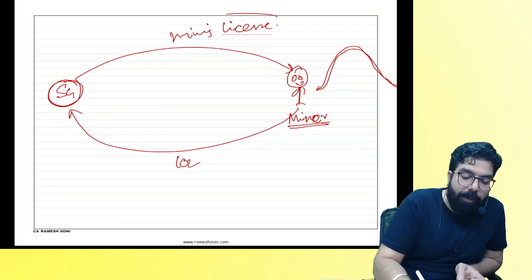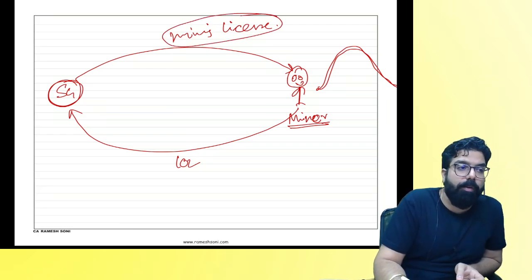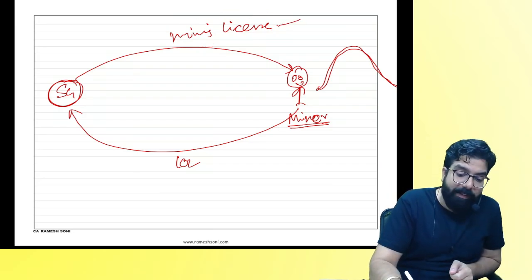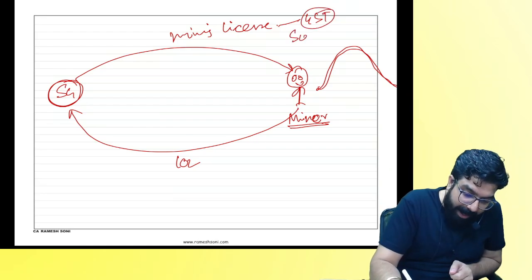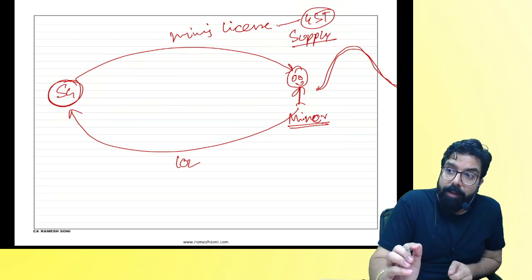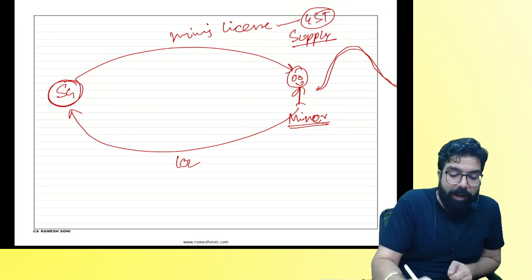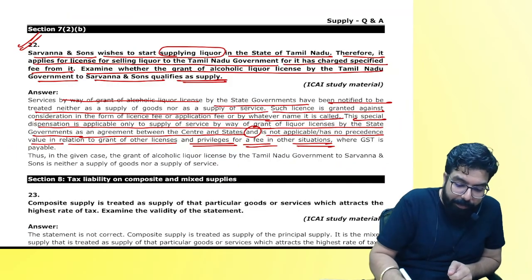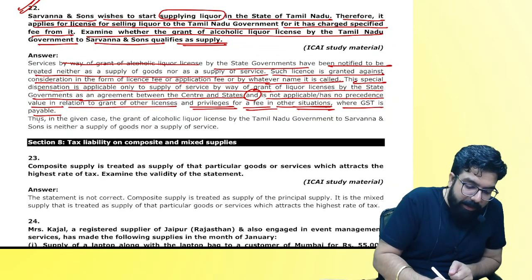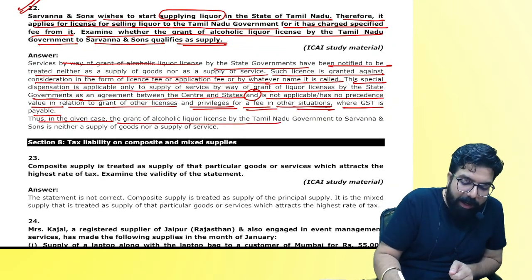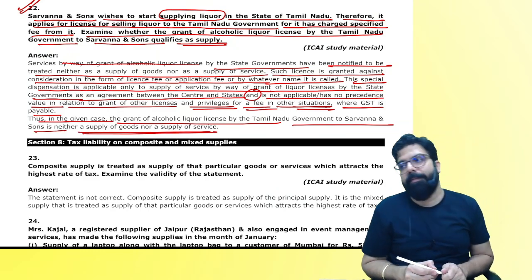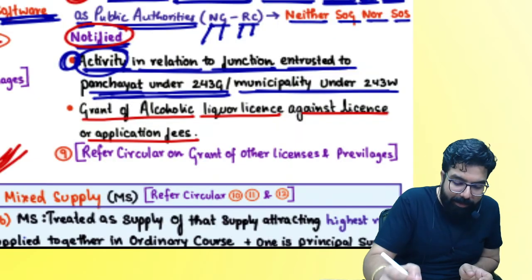My question is, when the state government is giving a mining license, will it be neither supply of goods nor supply of services? Will GST come? Yes. Will it be a supply? Yes. Only what is out of GST? Alcoholic liquor license when it is given. So it is told over here: in other situations GST is payable. Thus in the given case, the grant of alcoholic liquor license to Sarvana and Son is neither supply of goods nor supply of services. Is my point clear?